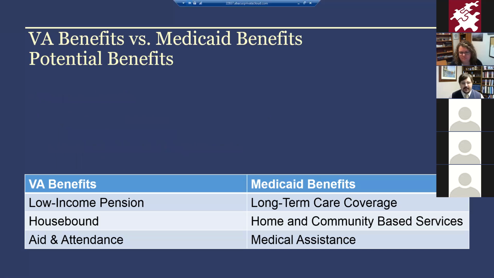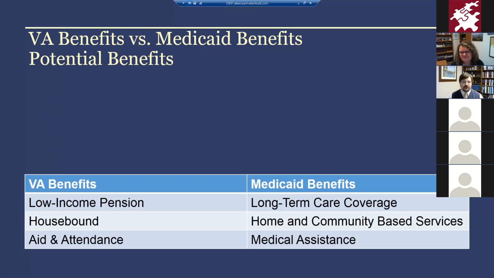So for VA, we have VA low-income pension benefits. There's another side, which is disability, kind of like workers' comp, that we haven't talked about today. But there are really three main benefits that we're looking at. One is that low-income pension that's based on income and medical expenses. Housebound, which is, again, based on income and medical expenses, but also has a disability requirement. And then aid and attendance, which has a higher disability requirement, usually means that someone's receiving nursing home or skilled care, and again is based on income and medical expenses.